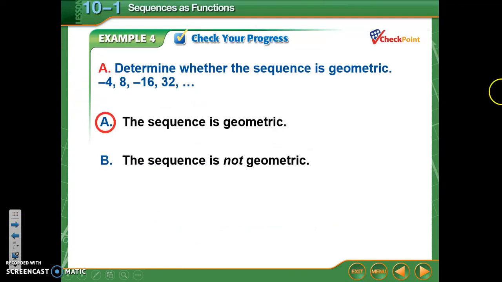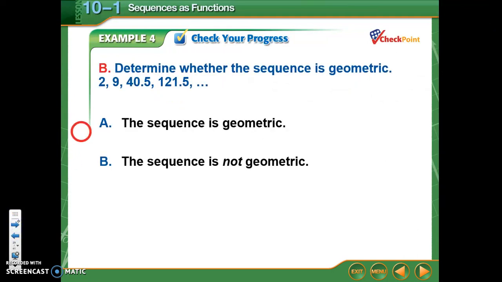All right, this is a geometric sequence because 8 divided by -4 is -2. -16 divided by 8 is -2. And 32 divided by -16 is -2. So notice that in a geometric sequence that has a negative common ratio, since I'm multiplying, it goes from negative to positive. So -4 times -2 is 8, times -2 is -16, times -2 is positive 32, and so on.